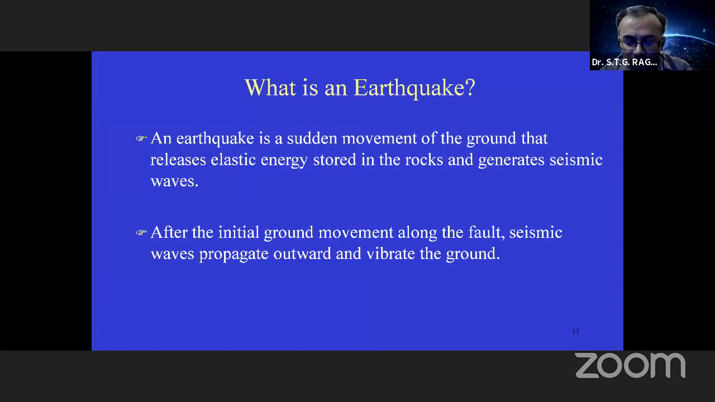Now, to begin with seismic hazard, you should know some basics. Most of you know, this is just a recap. So if we see what an earthquake basically is, all of you know, I think other speakers have also told you. An earthquake is defined as a sudden movement of the ground that releases the elastic energy stored in the rocks, and it generates seismic waves. Once this ground movement starts, seismic waves come, and then the ground starts vibrating.